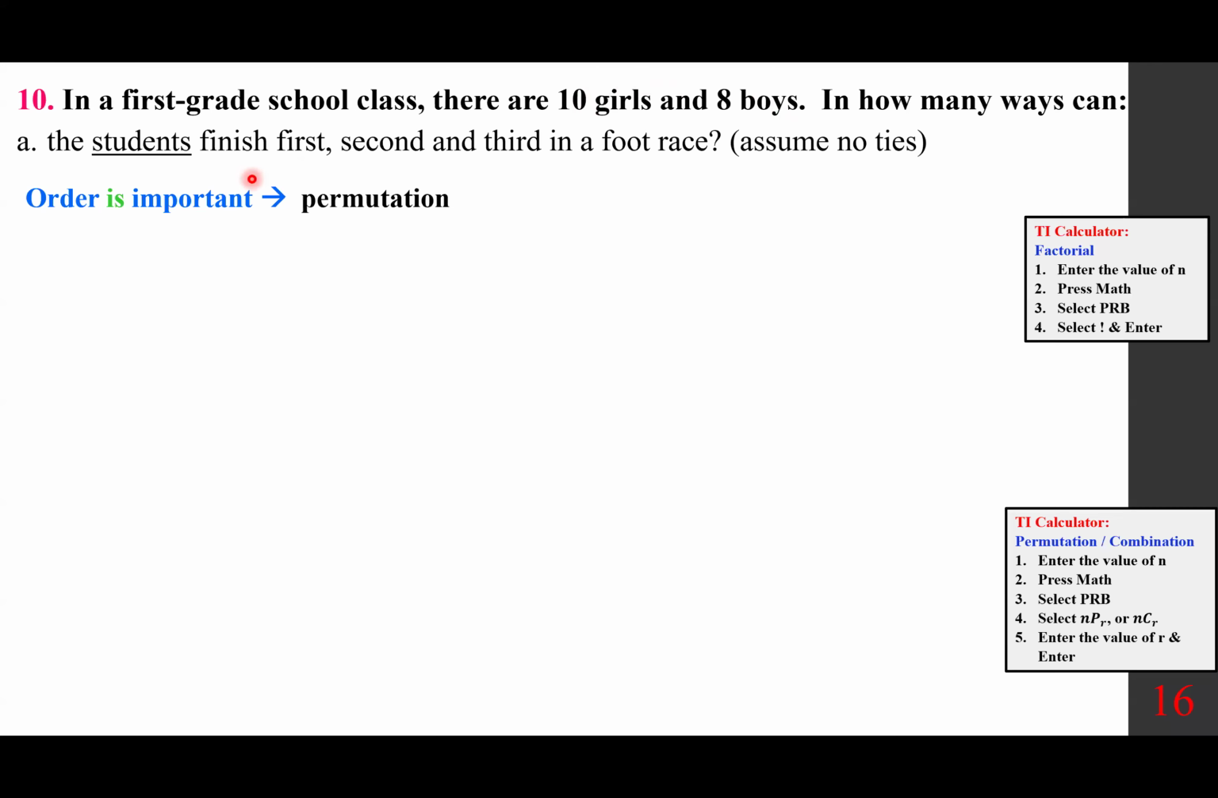And how many students do we have? We have a total of 18. And how many spots, first, second, third? There are 3 of them. So permutation nPr, 18P3. And we go with the formula, or 18 times 17 times 16. If you put it into a calculator, it works the same way, 4,896.